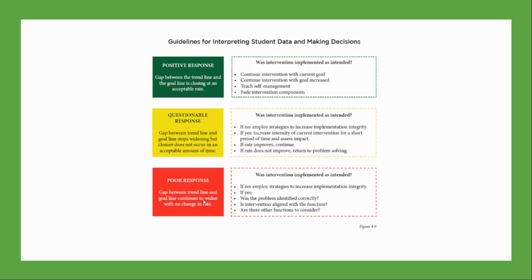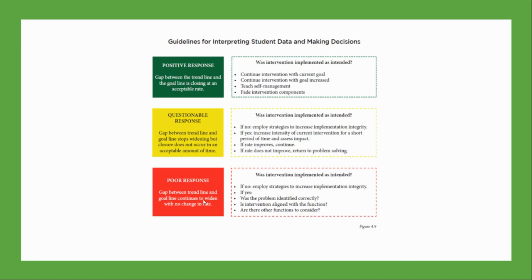So here are some guidelines for interpreting student data and making decisions. Again, the positive response means that the gap between the trend line and the goal line is closing at an acceptable rate. Some questions, some guidelines to consider. Was the intervention implemented as intended? If yes, then continue the intervention with the current goal. You can continue the intervention with a goal increase. They can begin to teach those self-management skills and eventually fade the intervention components.